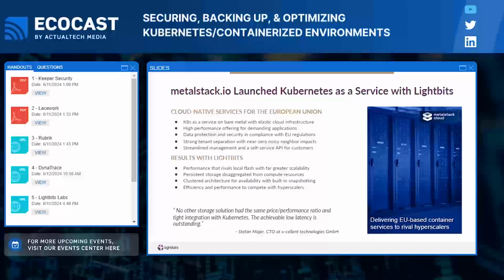They want streamlined management and self-service API for customers. And lucky for them, Lightbits is fully API driven. So if you need to do more than the CSI can provide you, you can automate that process extremely simply with Lightbits. So what they found is that our performance absolutely rivals local flash, but we have incredible scalability. You're no longer linked between compute and storage. Lightbits provides you that flash performance with disaggregation, the benefits of that independent scalability.